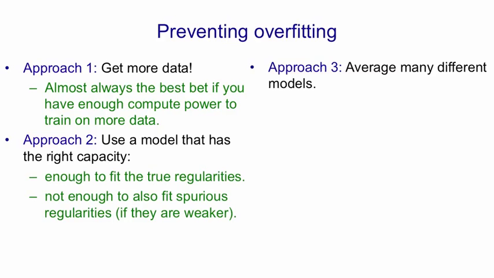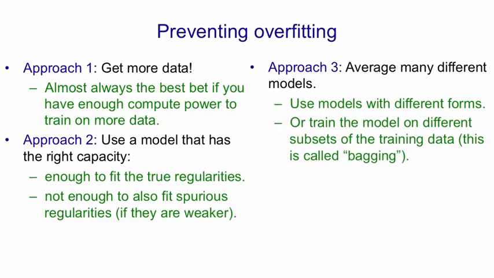In the next lecture, I'll talk about averaging together many different models. If we average models that have different forms and make different mistakes, the average will do better than the individual models. We could make the models different just by training them on different subsets of the training data. This is a technique called bagging. There's also other ways to mess with the training data to make the models as different as possible.